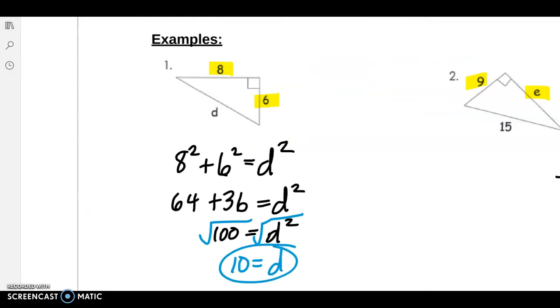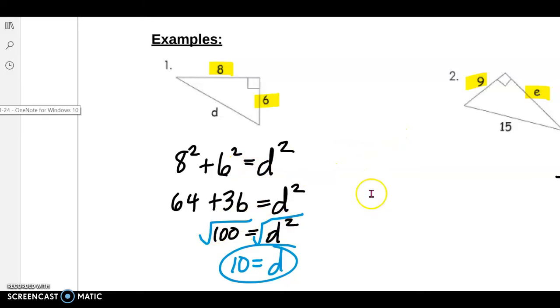Okay, let's review the first example. So first, I determined which were my two legs. That would be the 8 and the 6, because remember, they are the two shorter sides. They are the sides that make up the right angle. The side across from the right angle, D, that is your hypotenuse. So 8 squared plus 6 squared equals D squared. 8 squared is 64. 6 squared is 36. You can type them in your calculator, remember? Add them together and we get 100.